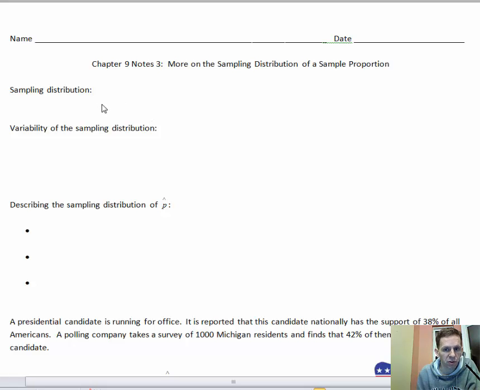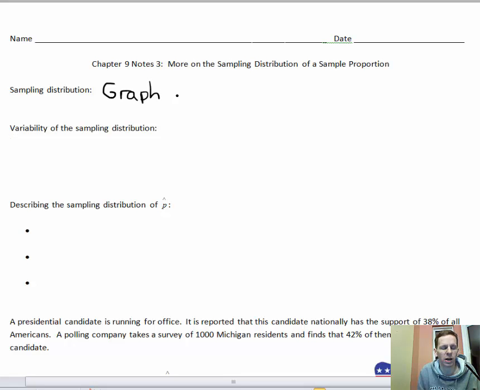Okay, just wanted to review a few things today, not a lot of notes. We're going to talk more about the sampling distribution of the sample proportion. These are the yellow graphs that are on the side wall of our class. A sampling distribution, for the 100th time, is a fancy way of saying a graph.